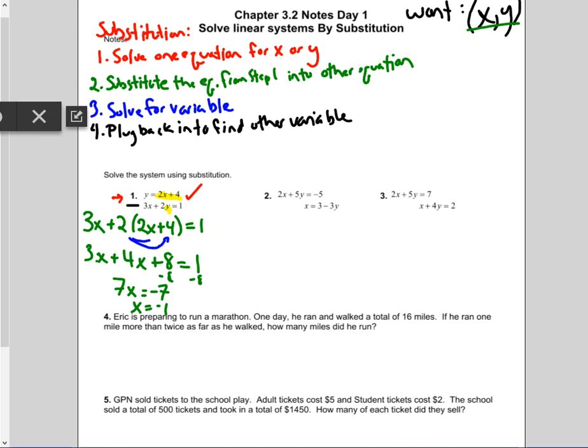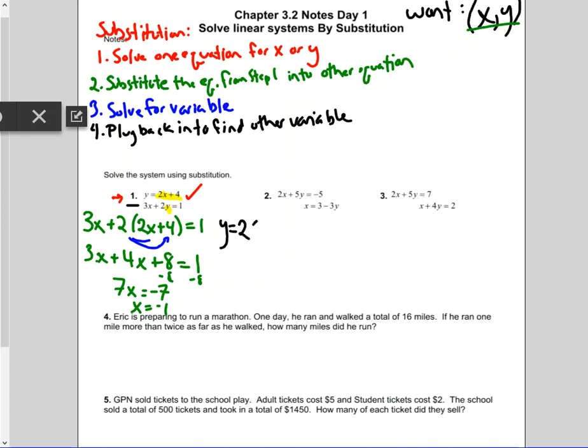Note here, you have to plug into one of the original two equations that had both x and y in it. So you can choose either one. I'm just going to choose this first one because it already says y is equal to 2x plus 4. We can already just plug in that x here. We already have y alone. It's going to make our lives so much easier. Okay, plug back in to find the other variable.